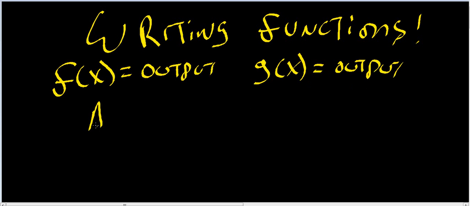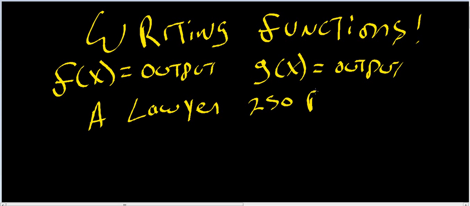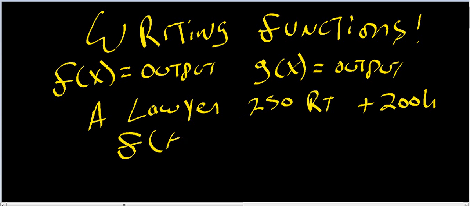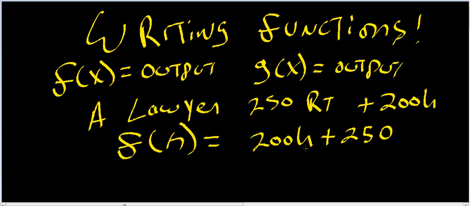Let's say a lawyer charges a $250 retainer plus $200 an hour. And they say write this in function notation. So we're going to do f of h, and there's a reason I put h instead of x, so just stick with me because I know some people are freaking out right now, is equal to $200 an hour, 200 times hour plus 250.